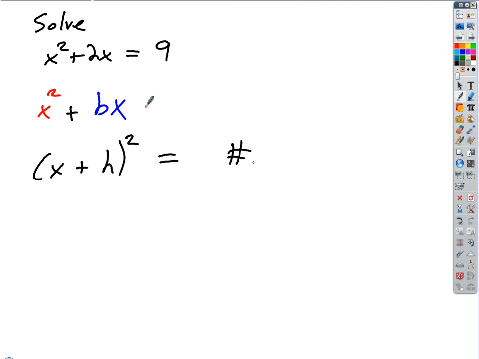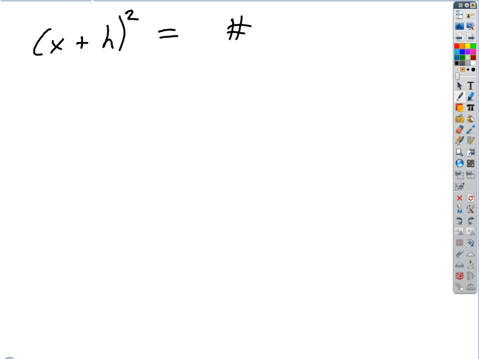There is a trick that would allow us, if we can add just the right number to this, we can make it look like a perfect square trinomial. Now, what in the world is a perfect square trinomial? Let me define that term first. Perfect square trinomial is just this.